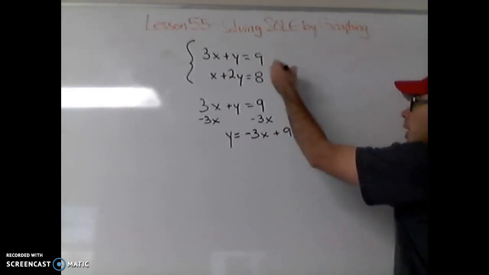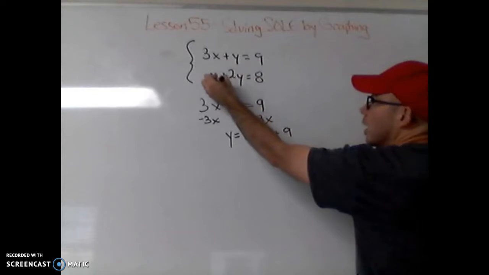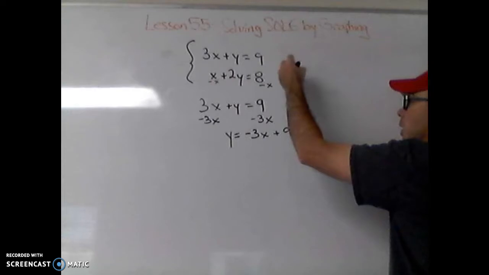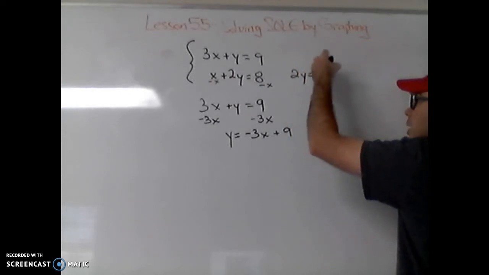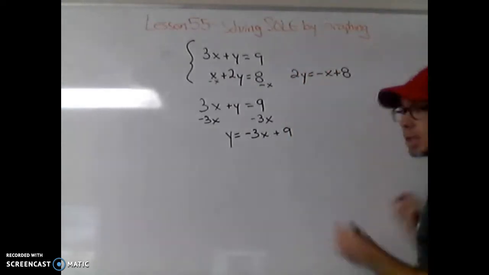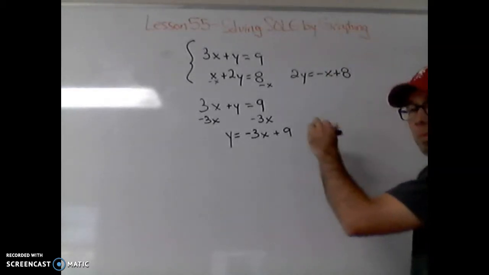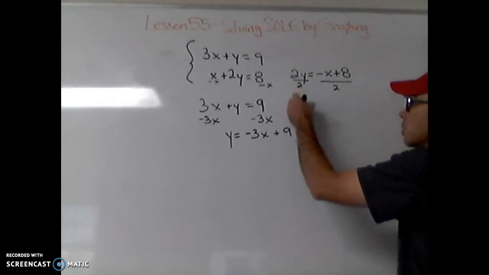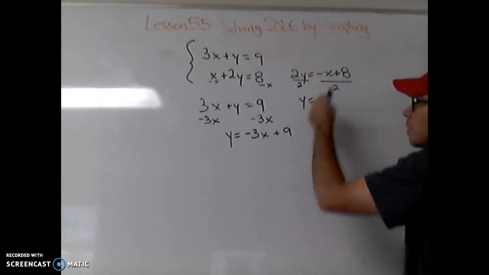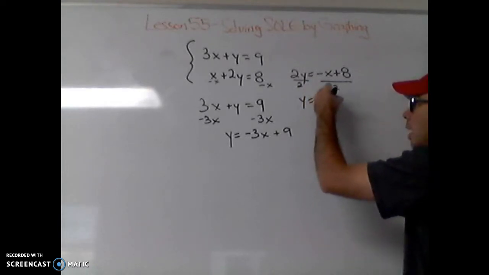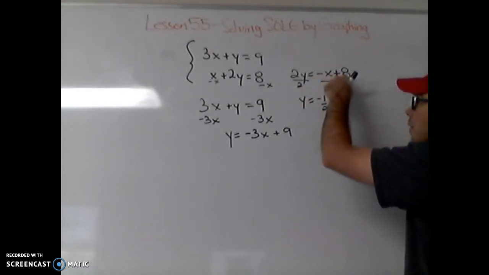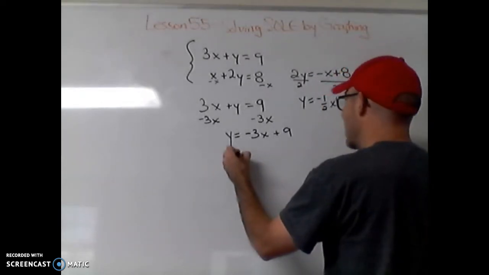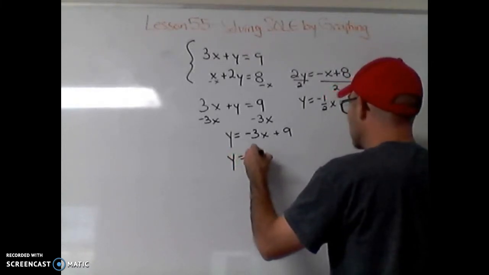Second one, we'll do it right here. Let's go ahead and move that x over to the other side. So that gives us 2y equals negative x plus 8. And then we'll divide both sides by 2. If I divide this, I have to divide everything over here. So this is y, and this is negative x over 2, or that's negative 1/2 x. And we have 8 over 2, which is 4. So that's my second equation.